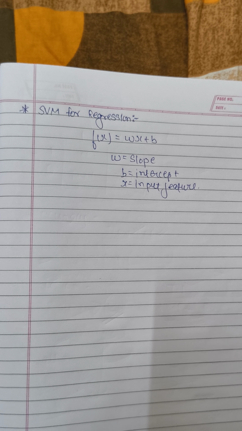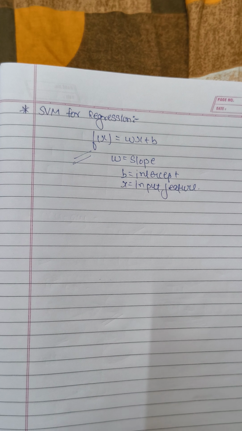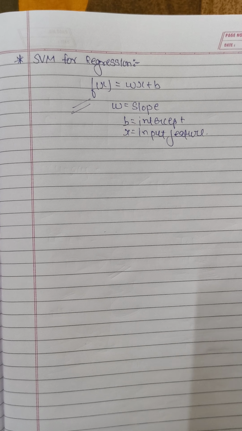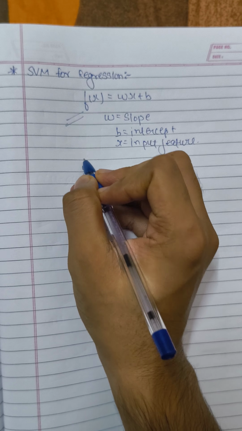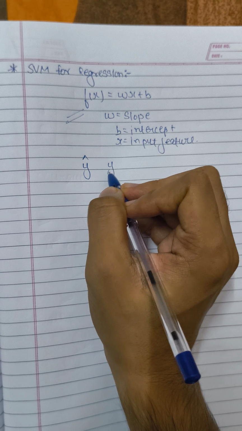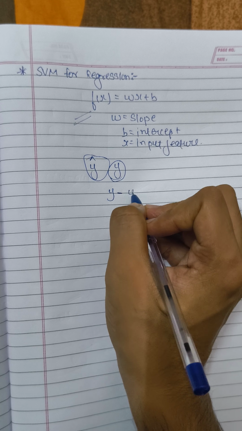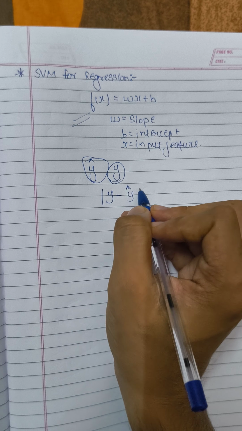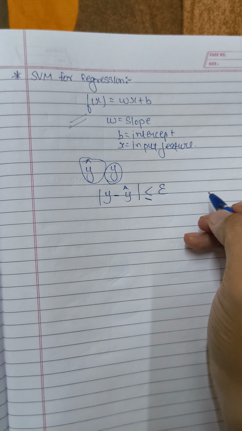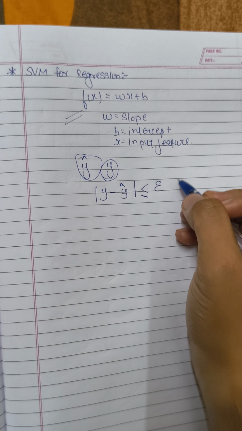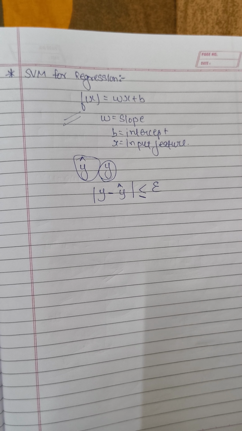We are going to predict some value by following this formula. Suppose our model has predicted some y cap and our real value was y. If the difference between the real value and the predicted value is less than or equal to some epsilon, then no penalty is applied. Now here, what is epsilon? Epsilon is basically an insensitive tube.